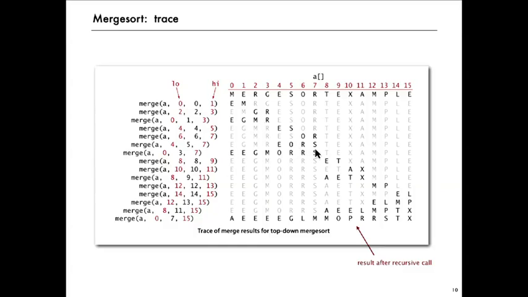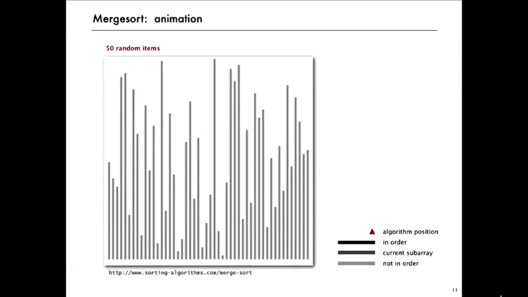We merge those together to get one of size 8. And then we do the same thing on the right. And eventually we have two 8s that we merge together to get the final result. Very instructive to study this trace to really understand what this recursive algorithm is doing. So now we can animate.